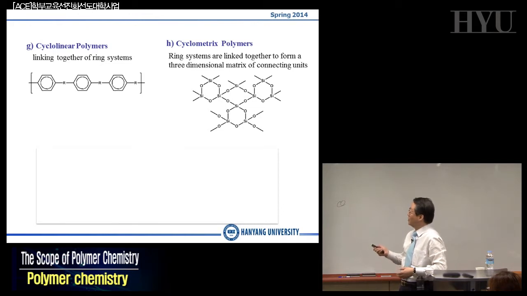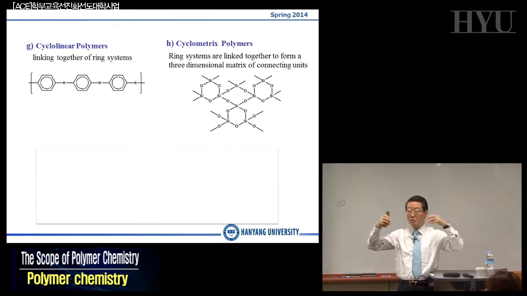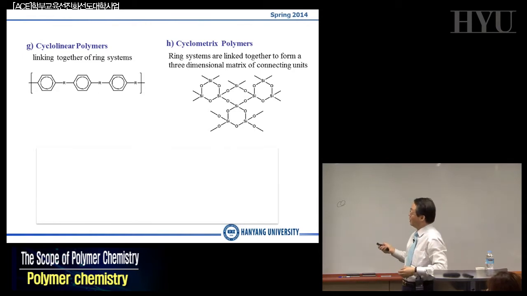Silicon, we call this a siloxane. SiO is a siloxane. This siloxane ring is linked together just like a star, okay? And we call this a cyclomatrix polymer.